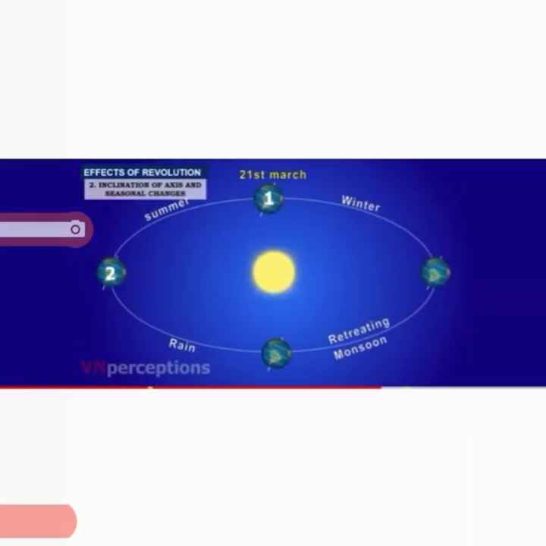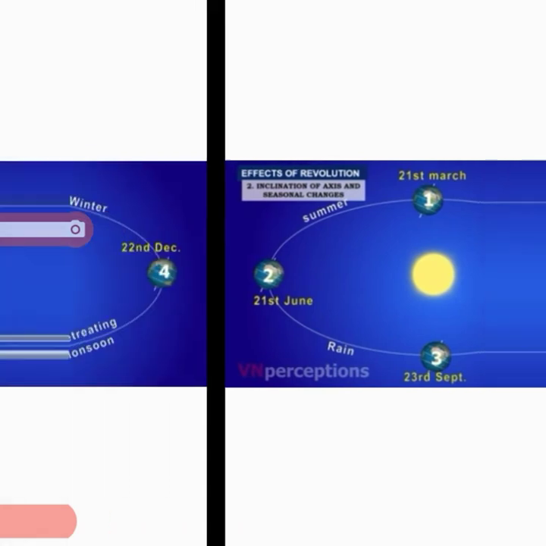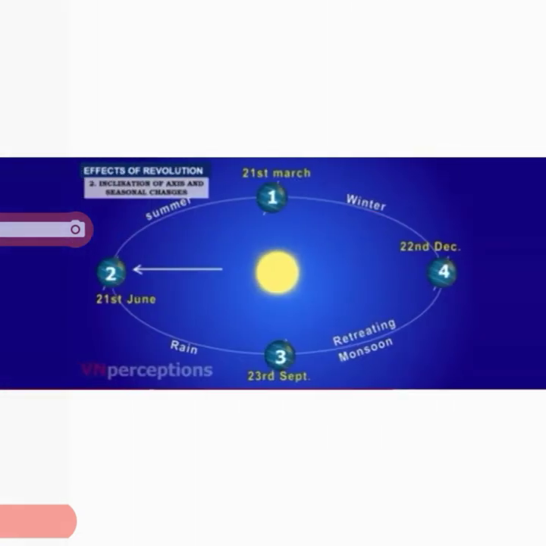In the second position it is 21st of June. In the third position it is 23rd September, and the fourth position it is 22nd December. When the earth is in the second position, if you look carefully, the north pole is facing the sun. And when the earth is in the fourth position, the south pole is facing the sun.